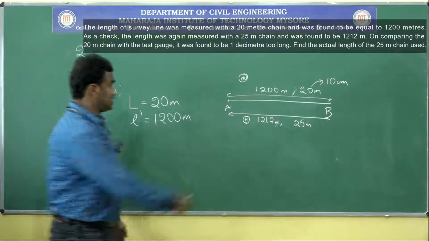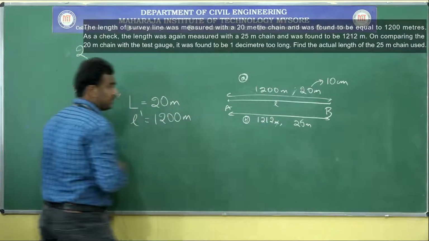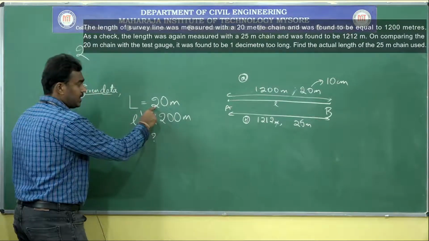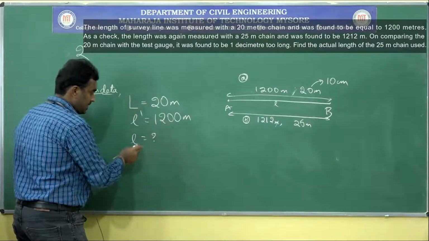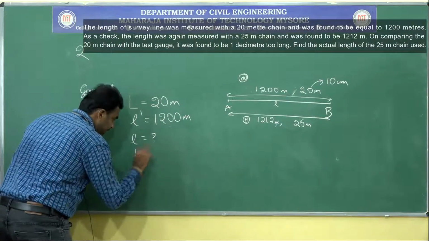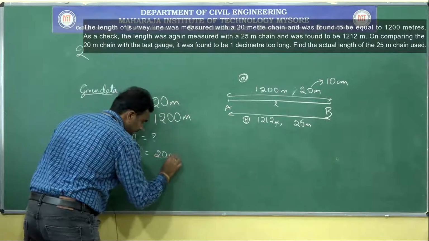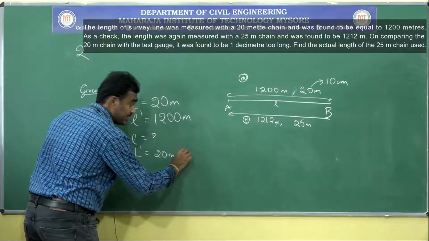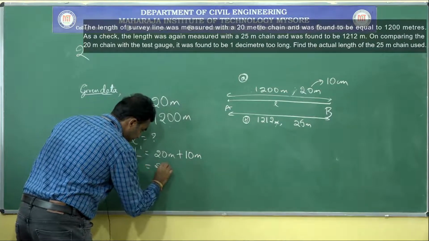So first, let us consider the first set of data and find out the true length L of the survey line AB. I know L is the designated length of the chain, that is 20 meter, and the measured length is 1200 meter, and this true length has to be found out. The incorrect or actual length is 20 meter plus 1 decimeter too long, that's why I'm writing plus here. So 10 centimeter means 0.1 meter, so I can write it like this.